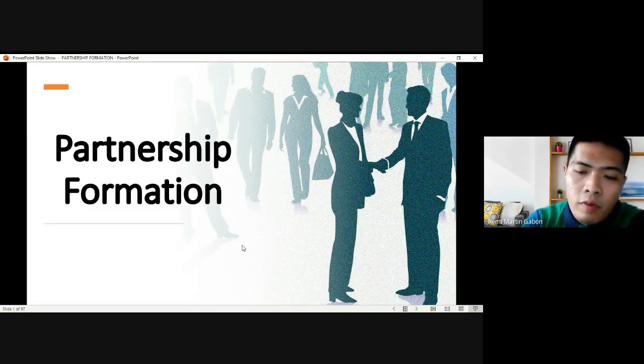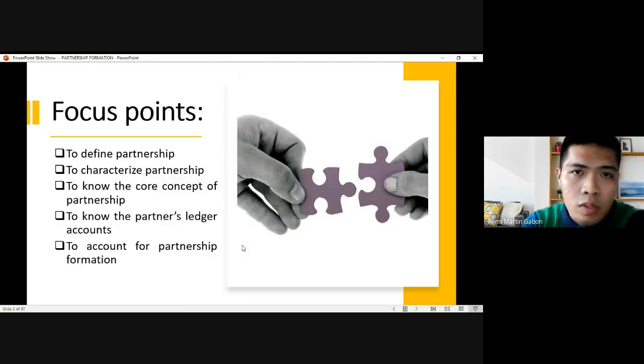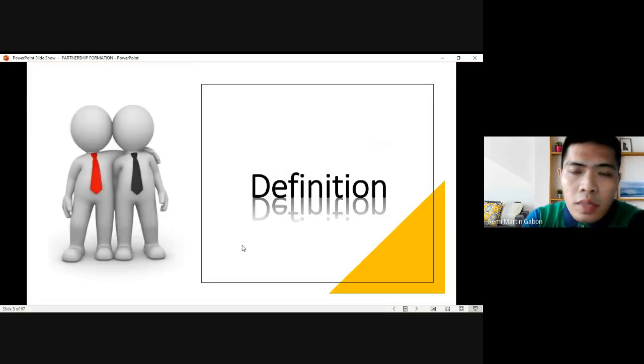So for partnership formation, our focus points or objectives are: first, define partnership; second, characterize partnership; third, know the core concept of a partnership; next, know the partners' ledger accounts; and last, account for partnership formation. Okay? So let's start with the definition of partnership.